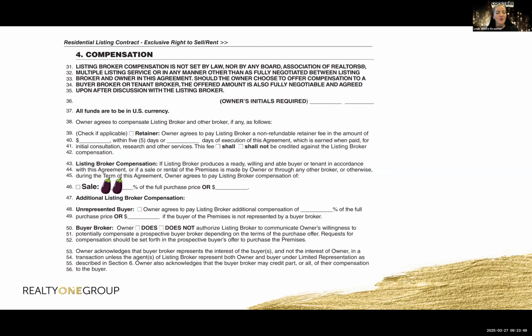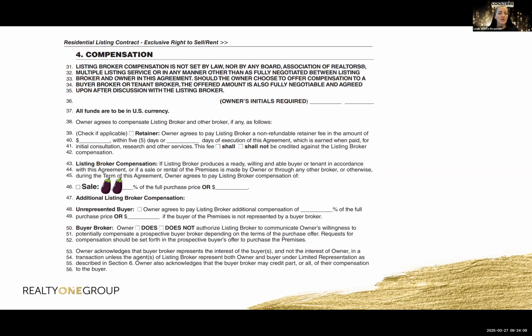Owner agrees to pay listing broker a non-refundable retainer fee in the amount of however many dollars within 5 days, or however many days, of execution of this agreement, which is earned when paid for initial consultation, research, and other services. This fee shall or shall not be credited against the listing broker compensation.